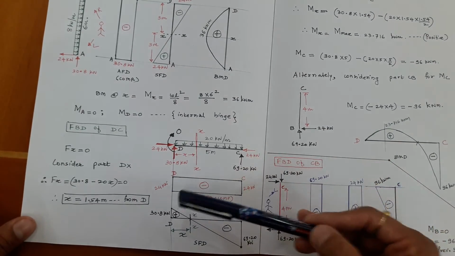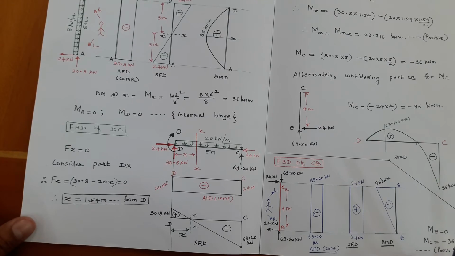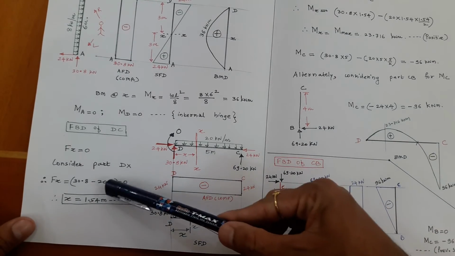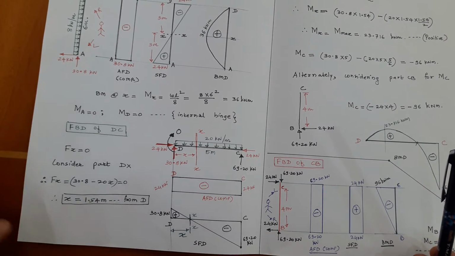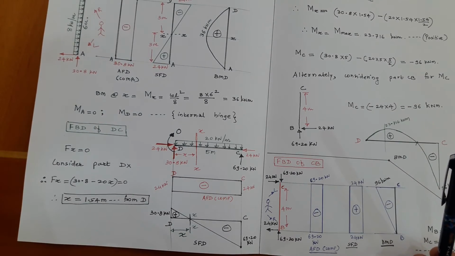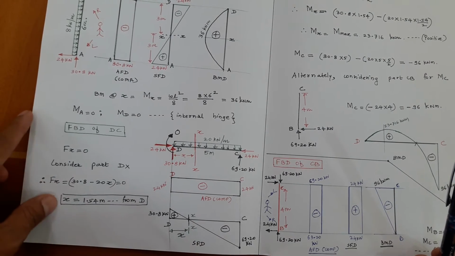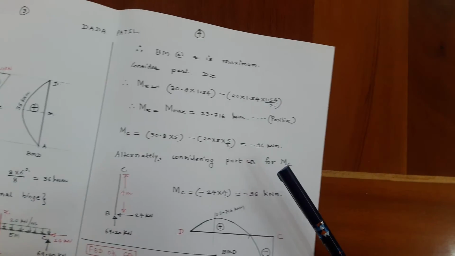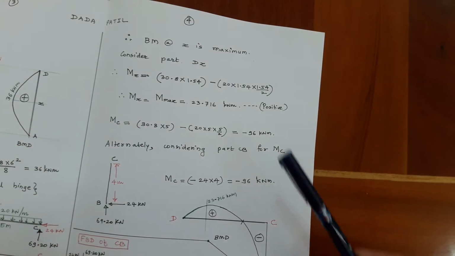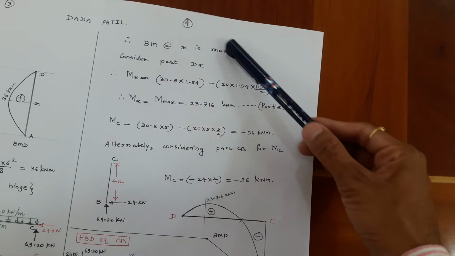So shear force here is 30.8 minus 20x, that is written here, and that is to be equated to 0. So x works out to be 1.54 meter from D. So we have got the value of x as 1.54 meter from D. Now we know very certainly that the bending moment is going to be maximum at a distance of 1.54 meter from D.